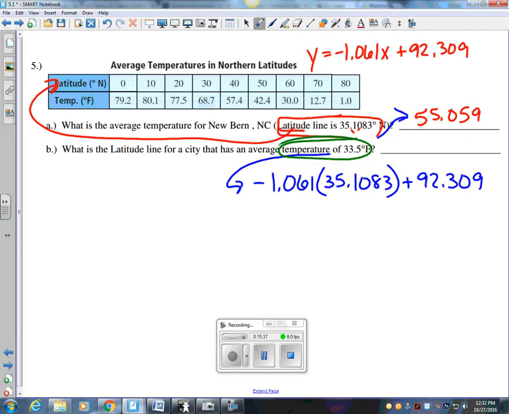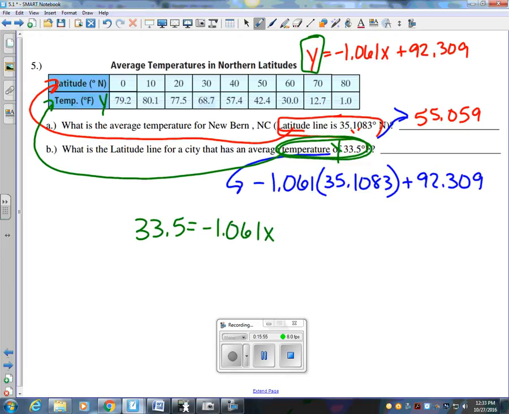All right, B says, what is the latitude line for a city that has an average temperature of 33.5? So that is temperature. 33.5 is a temperature. Well, if you look at your table, temperature is Y. So Y is 33.5. So in my equation, I need to put it in the Y spot. 33.5 equals negative 1.061x plus 92.309. And I have to solve that.